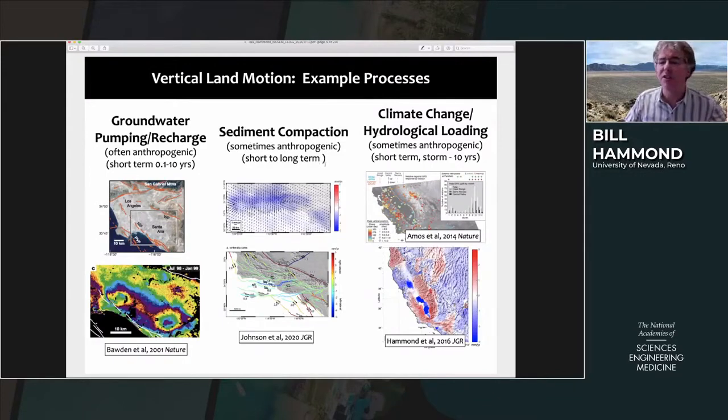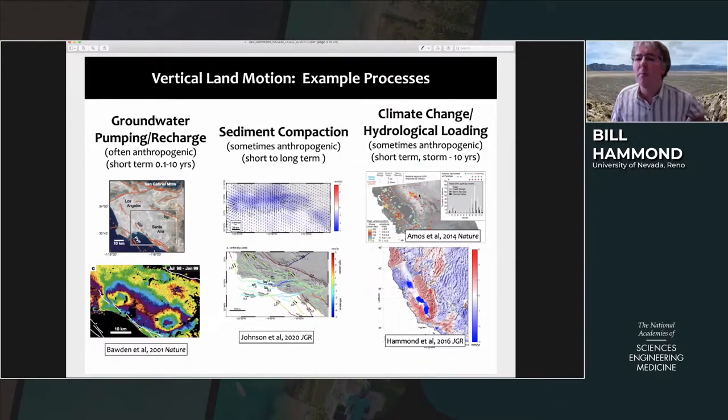Sediment compaction is another. This can be a natural process that occurs over very long geologic times. It can be related to compaction in aquifers or similar to it, but it can result in vertical land motion that can have a broad impact on subsidence, this example in Southern California.